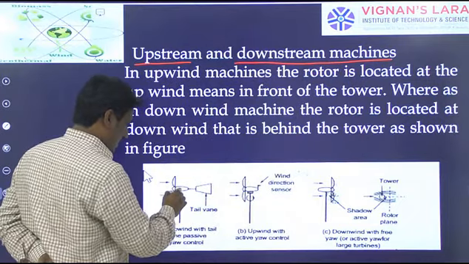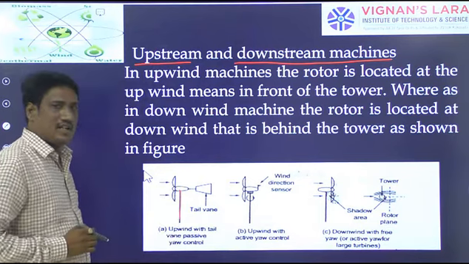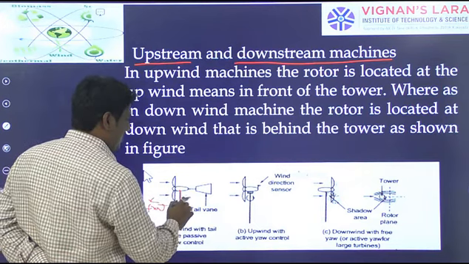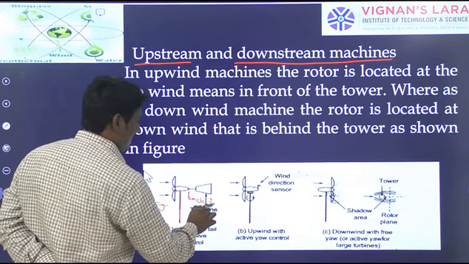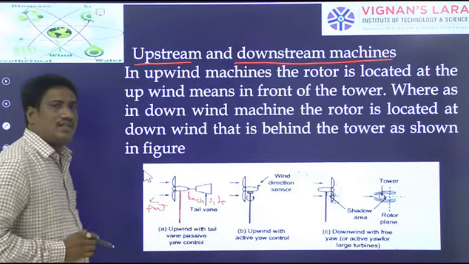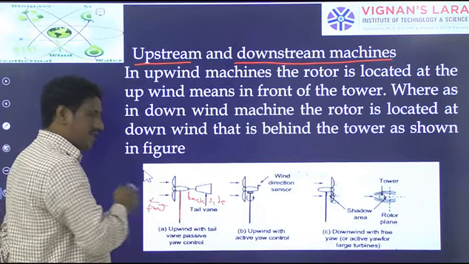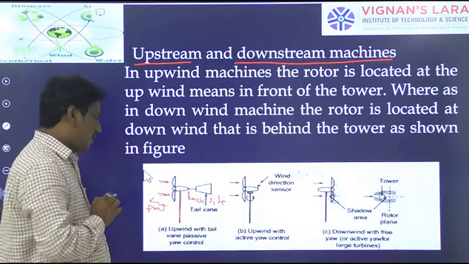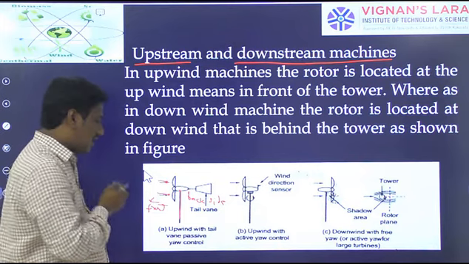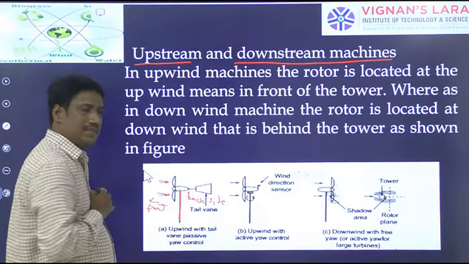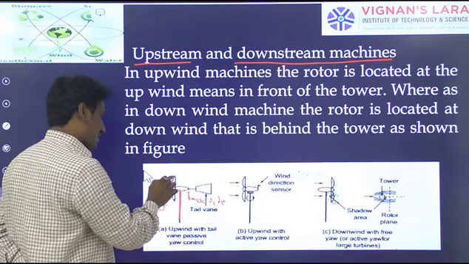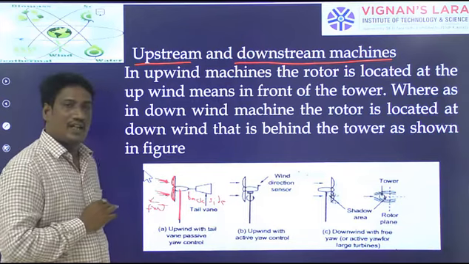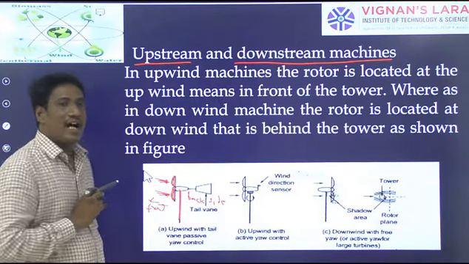Okay, so let us say this is the tower. This is the front side of the tower, and this will be the back side of the tower. If the fan structure is on the front side, and the wind is blowing in front of the tower toward the fan structure, those are called upwind machines.